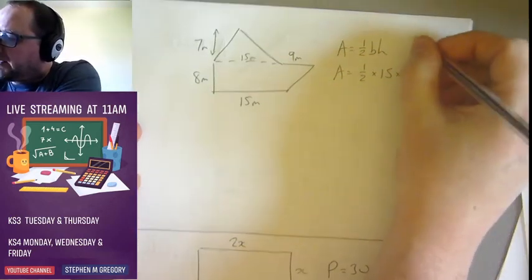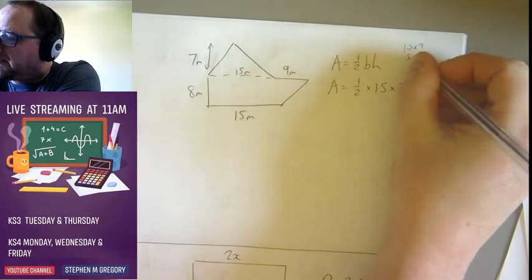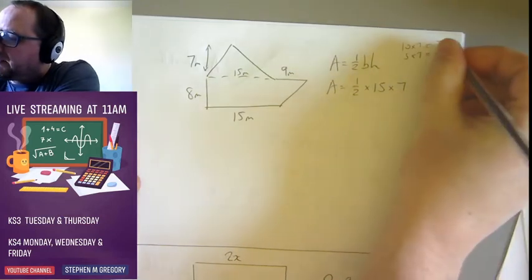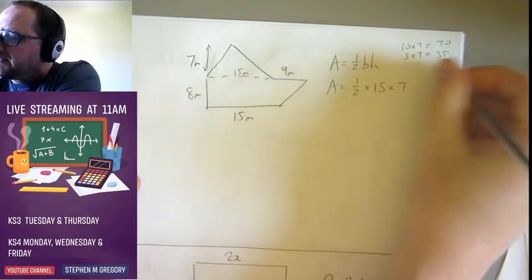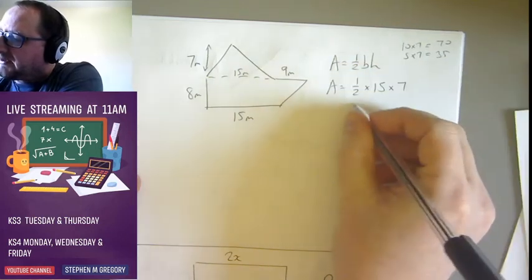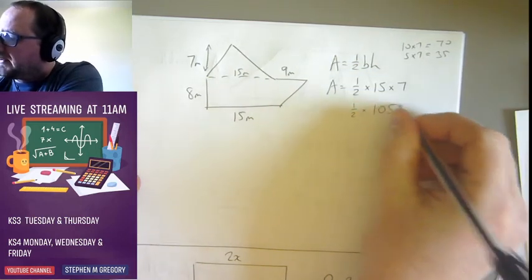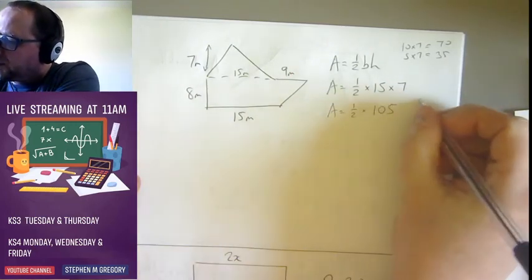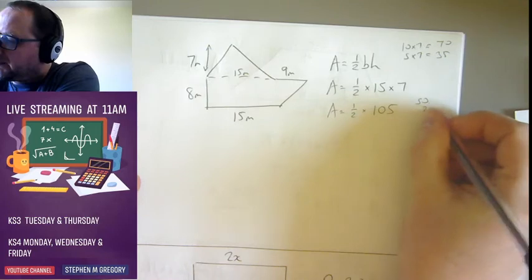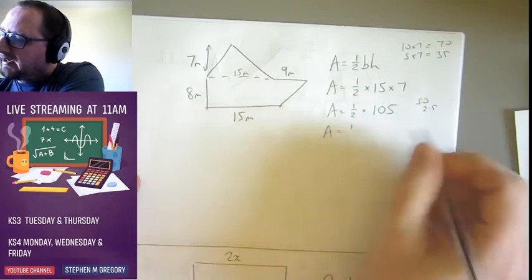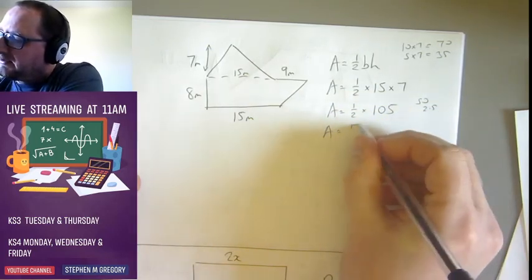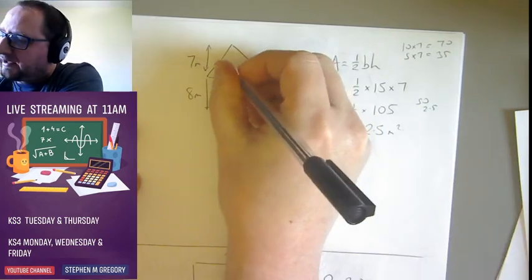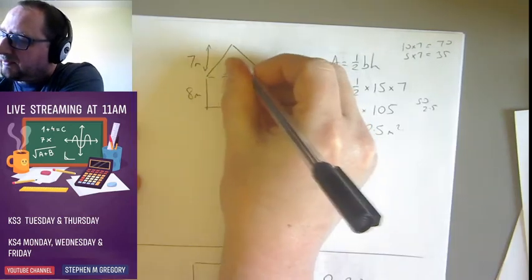7 15s. Well, what I can do there is I can do 10 sevens and 5 sevens, and I can partition the 15. So 10 sevens are 70, 5 sevens are 35. That means if you add them together, you get 105. I now need to do a half of 105. Well, a half of 100 would be 50, a half of 5 would be 2.5, and therefore a half of 105 would give me 52.5 meters squared, and I can put that into there, 52.5 meters squared.